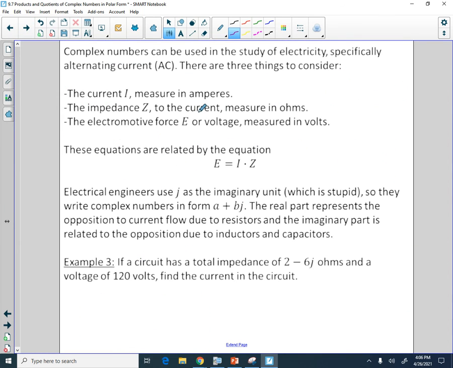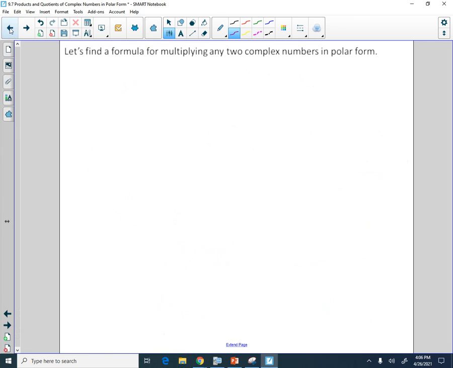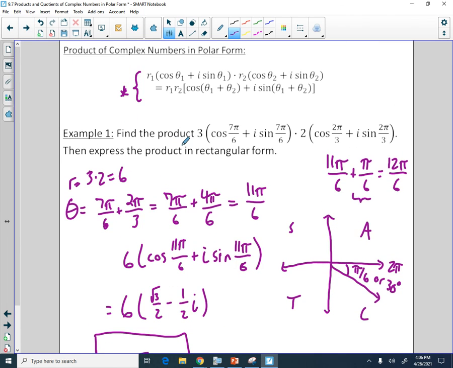We had a third example here on using it for alternating current, but it's basically just a division problem. You just have to put these in polar form and then divide them. I'm not going to worry too much about that. I'm just going to focus on the fact that we learned how to multiply and divide these complex numbers. But that should wrap up 9.7.